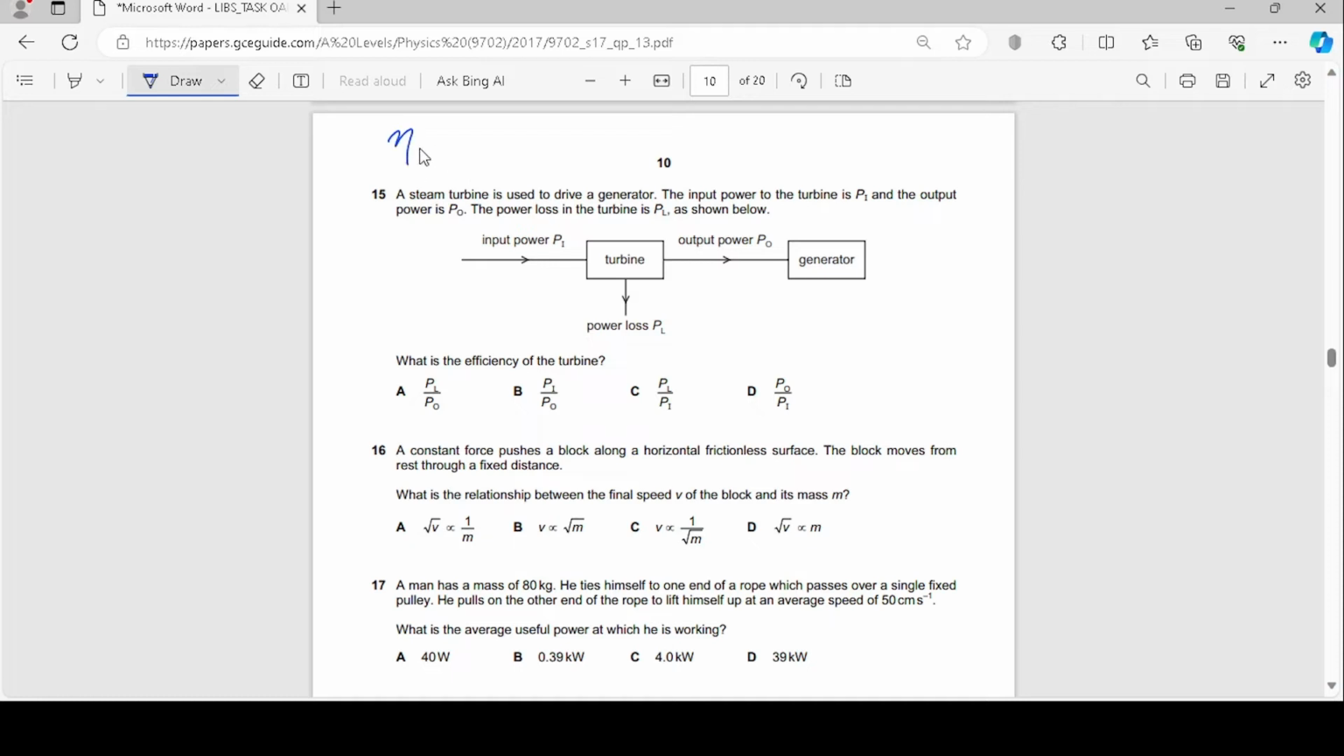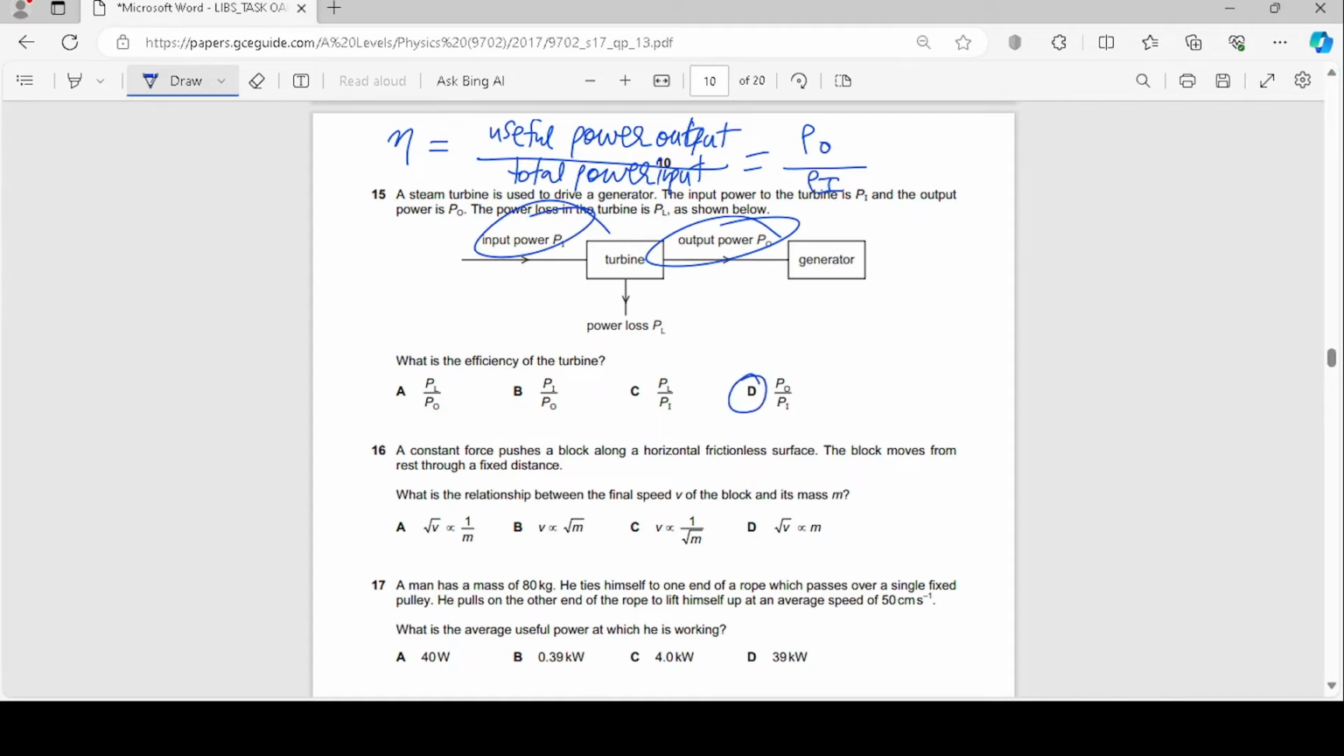So we know that efficiency has a symbol, eta. Efficiency is going to be the useful power output over the total power input, right? So it's simply going to be the output power, PO, divided by the total power input, which is PI. So that is your efficiency, all right? And so that is just option D. So that is your answer.